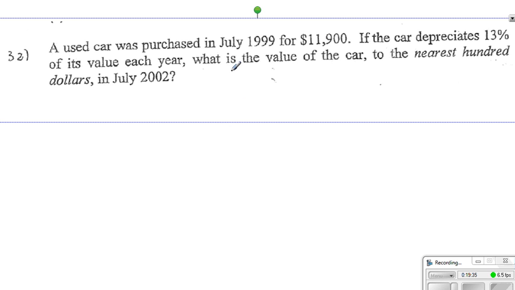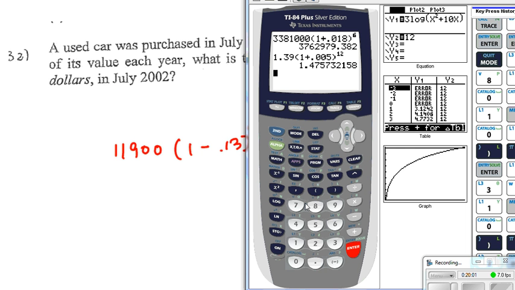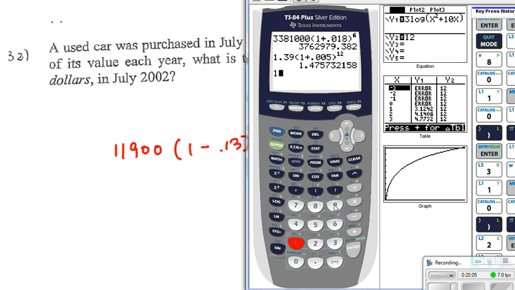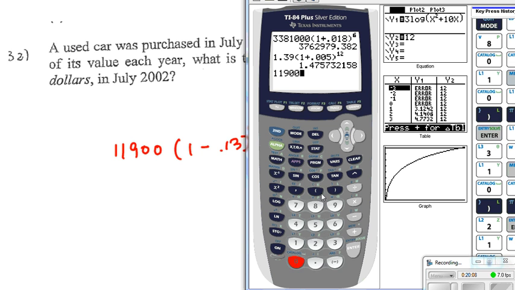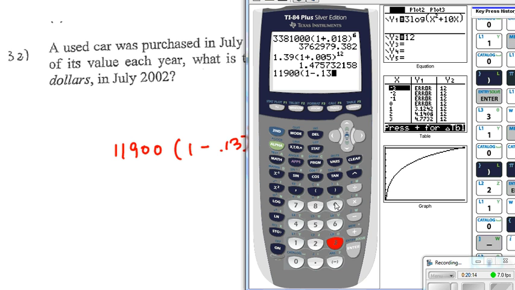The following question, number 32, is similar to the previous one. Depreciate 13%. Now, so we are looking at 11900 times 1. Since it's depreciating, that means we have to subtract 0.13. Now, between this year and this year, we have 3 years. Then, 11900 and 1 minus, in this case, 0.13, and raise that to 3 years.